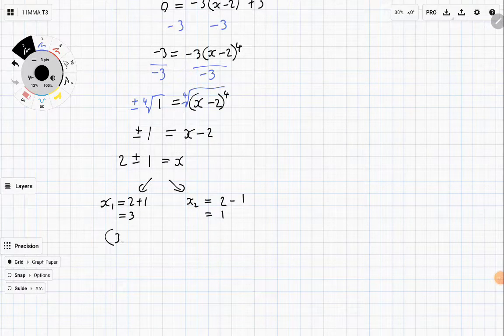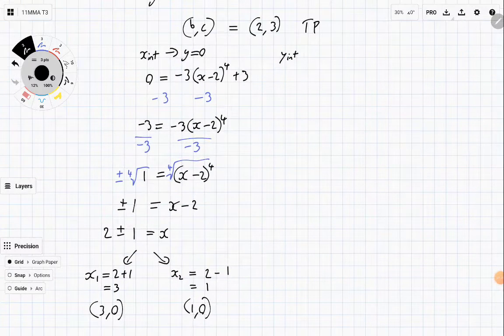Means I've got (3, 0), and I've also got (1, 0). So in this case, I've got two x-intercepts, which is kind of normal in a sense, because remember, a quartic is a lot like a quadratic, and a quadratic will often have two intercepts.